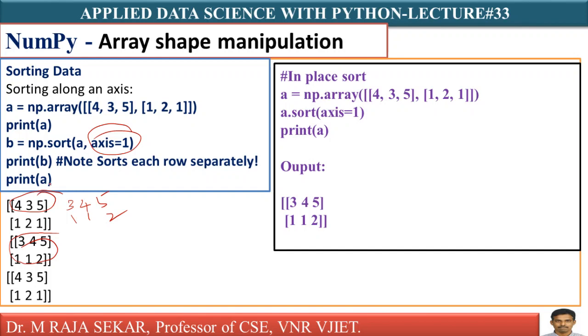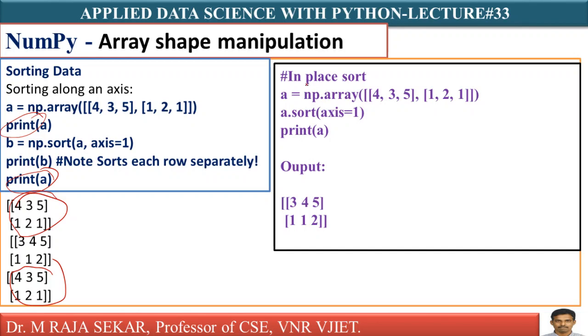Print A means the original array. If you see the original array, it will not get affected. I am sorting A along axis equal to 1 and keeping it in B. That's what this is: A, this is B. Again, if I print A, the same A will get displayed. What does it mean? It means this will not affect. These two prints are the same. That's why it is 4 3 5 1 2 1.